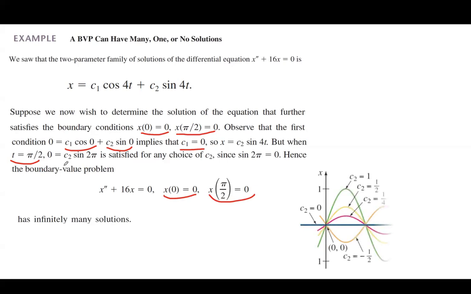You can visualize some of these using different values for c2. If c2 is equal to 1/4, this is the pink graph. When c2 is equal to a half, you have the yellow graph. When c2 is equal to 1, you get the green graph. As you can see, the amplitude of our solution curve is changing, all depending on the value of c2. That's how you end up with infinitely many solutions.